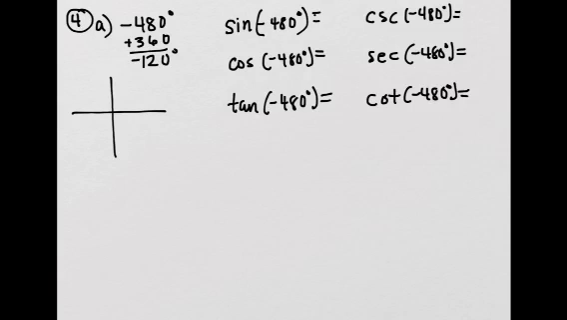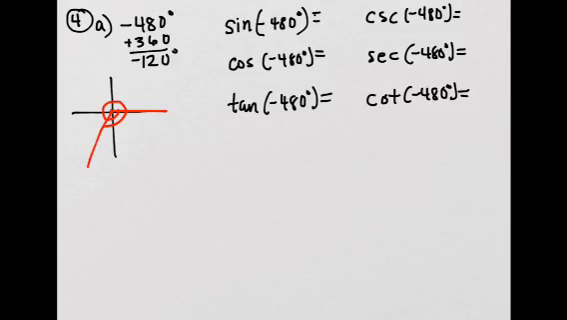Alright, so we're looking for the 6 trig function values of negative 480. So what I did here is I added 360 to see how many rotations I'm going to have to go, and so it's one full rotation plus 120 degrees in the negative direction. So we start off at 0, and then we're going to go negative 360 and then negative 120 more, which would land us about right here.